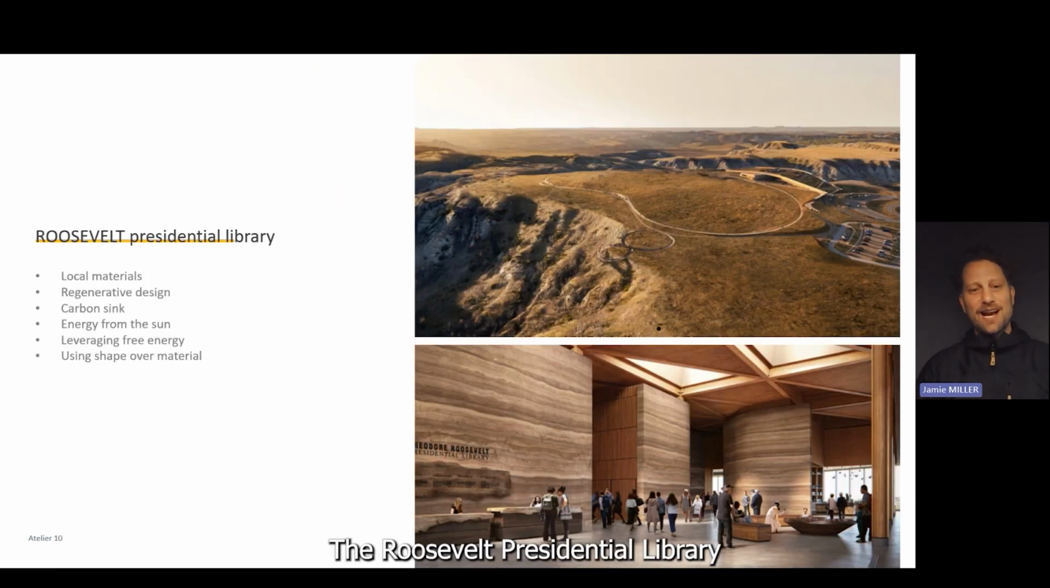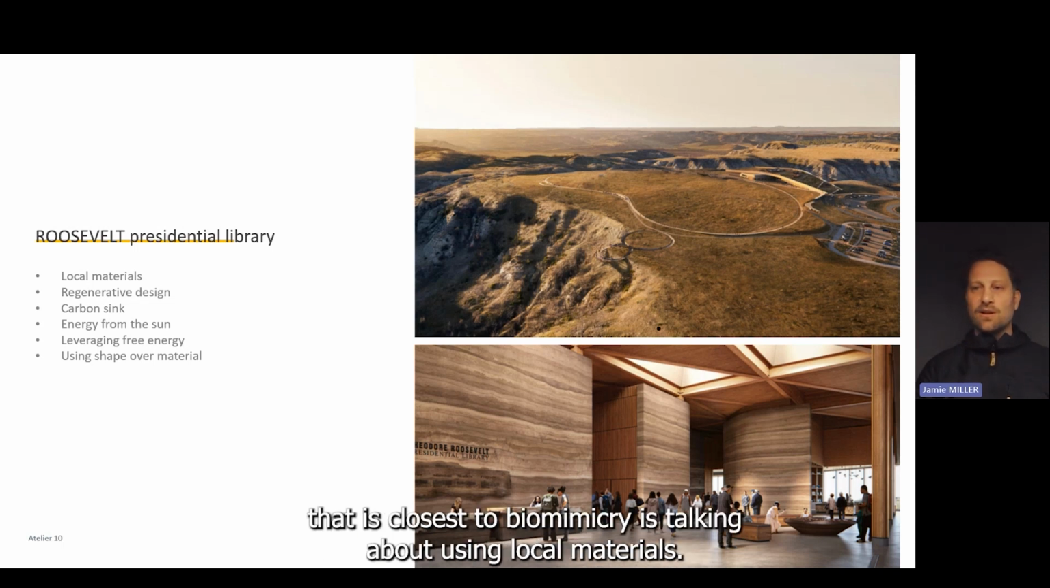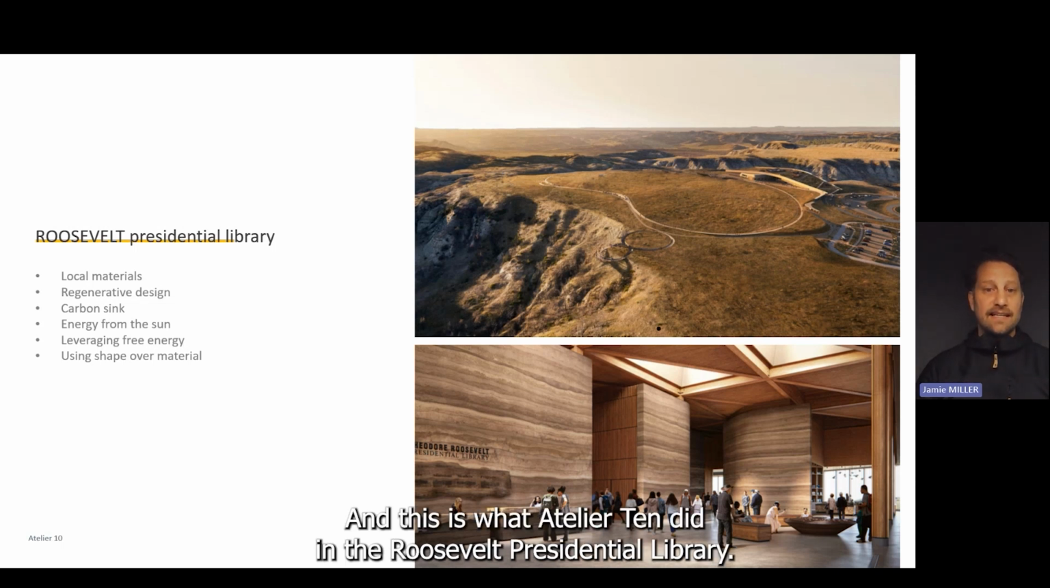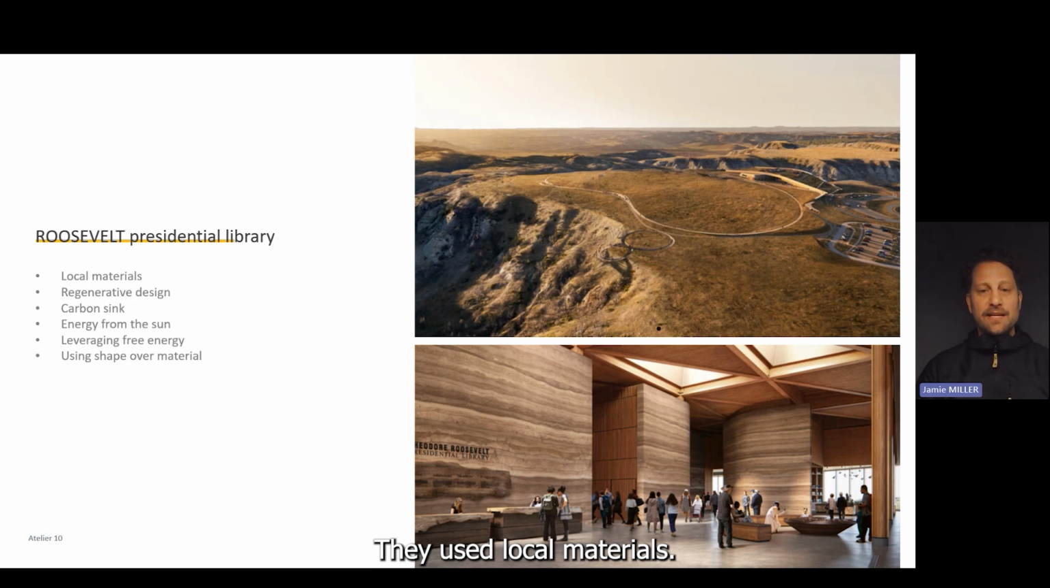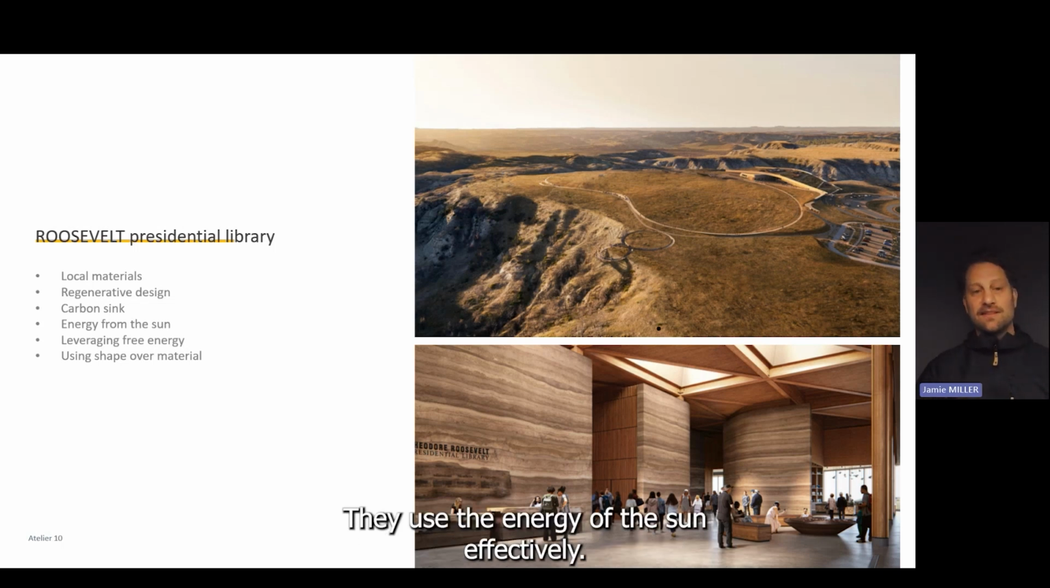Their Roosevelt Presidential Library used the living building standard as their design standard. And to me, the living building is one of the standards that is closest to biomimicry. It's talking about using local materials. It's talking about leveraging free energy. It's about regenerative design. And this is what Atelier 10 did in the Roosevelt Presidential Library. They used local materials, they used regenerative design, which included bringing in agriculture to create regenerative landscapes. The system is a carbon sink. They used the energy of the sun effectively. They leveraged free energy. And what I loved is they also used shape over material.